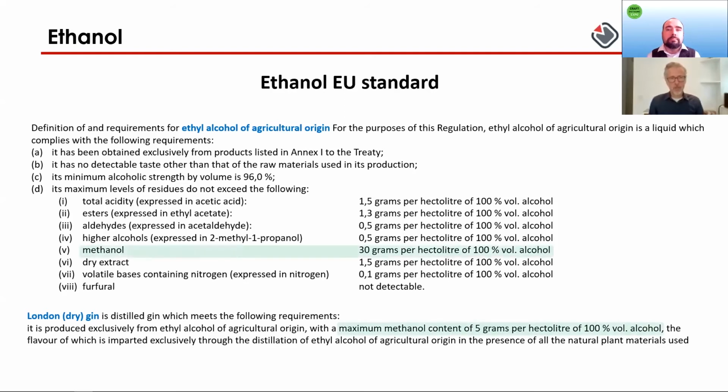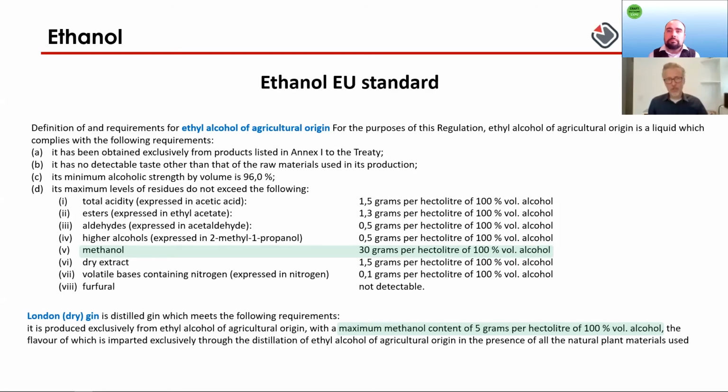Then something to mention about methanol and London gin or London dry gin. You can make gin within the general spec, but if you're making London gin or London dry gin, you have to be below the 5 grams per hectoliter. So the purity is quite important. So look at your spec sheet to make sure you're in that range.